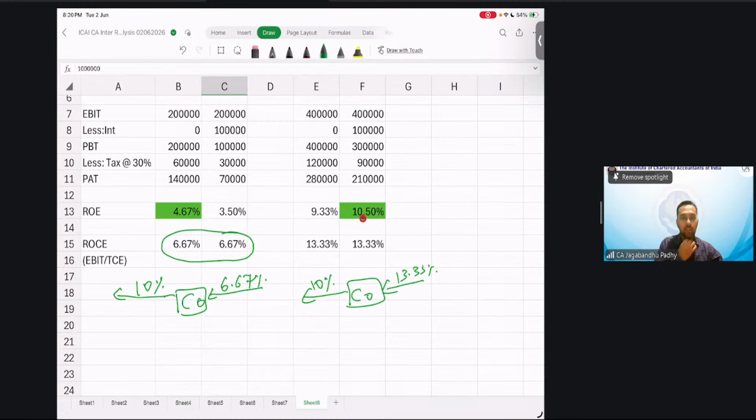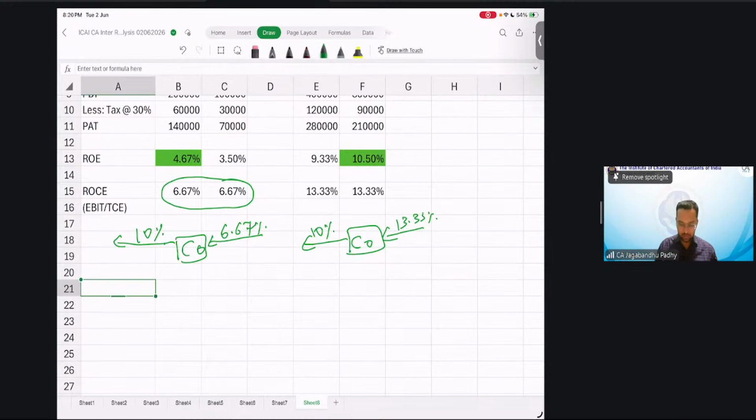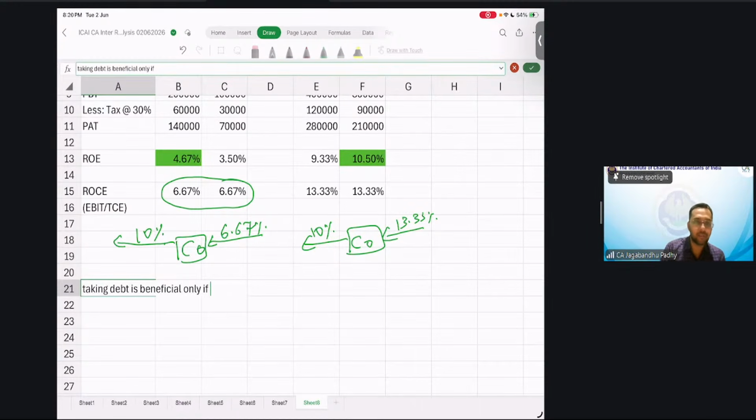Right? So the simple rule that we are going to state here is that taking debt is beneficial only if a certain condition is satisfied. Tell me guys, taking debt is beneficial only if what could be a better relation? Simple: return on capital employed should be more than the rate of interest.